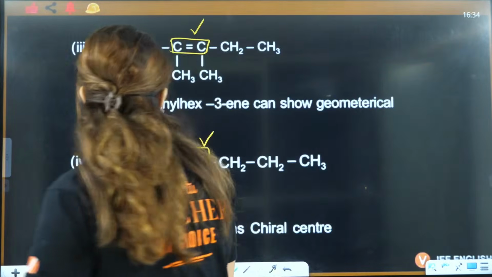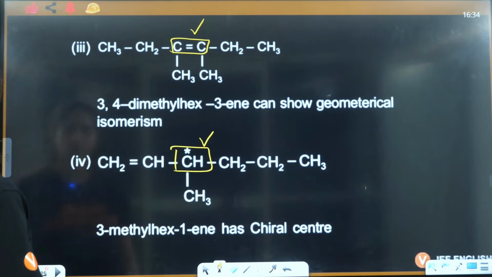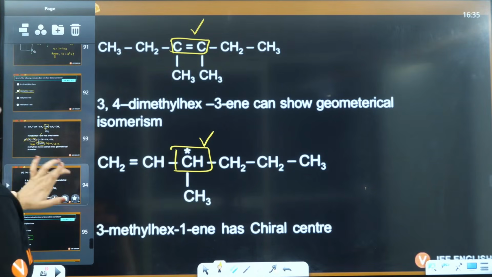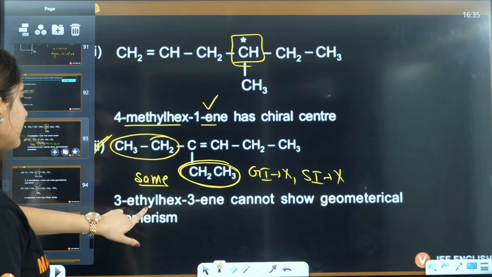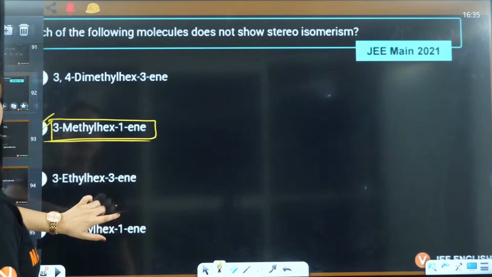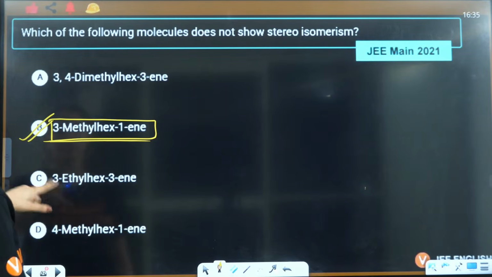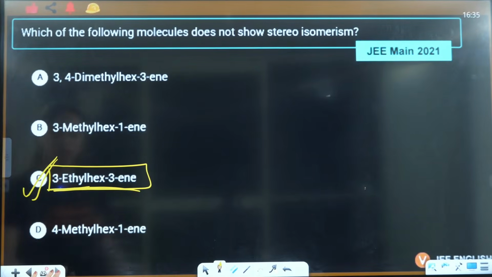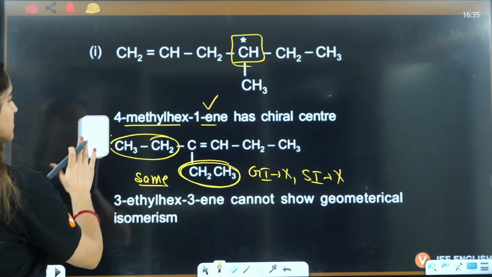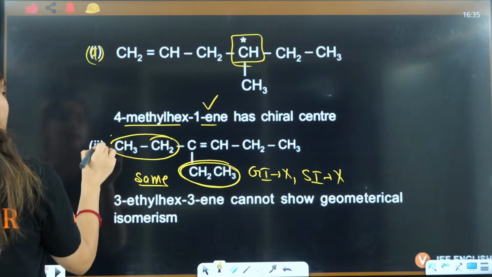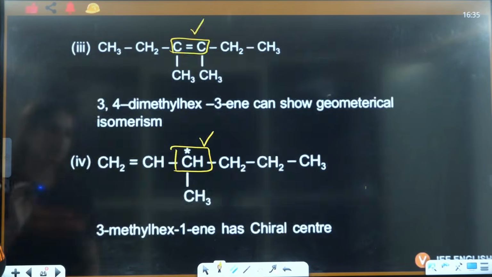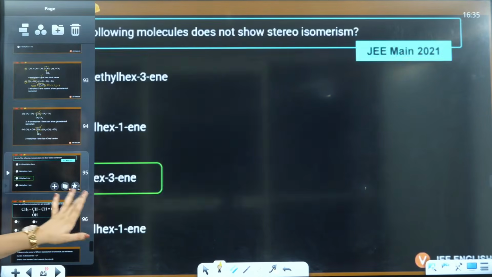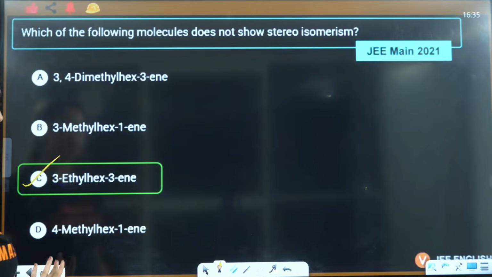Wait a minute. No, it will be 2, right? It is which one? 3-ethyl hexene, 3-ethyl hexene. Okay. 3-ethyl hexene is this one, not that one, right? So the answer will be C is the correct answer. The options are incorrectly written. This is A, this is C. So 3-ethyl hexene is not going to show any optical or any stereoisomer.